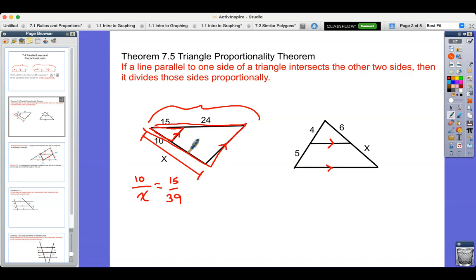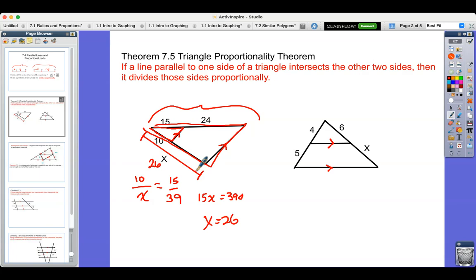As we set this up, we'll go ahead and cross multiply. We end up getting 15x equals 390. So we take 390 divided by 15, and we get 26. So x equals 26, and that seems pretty correct proportionally.